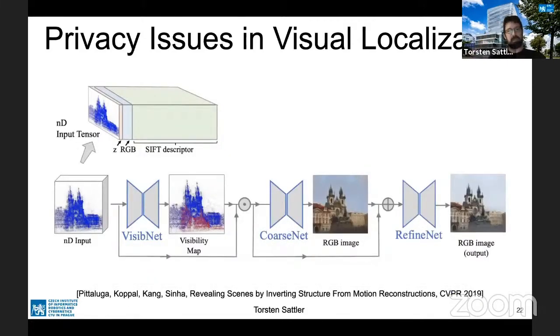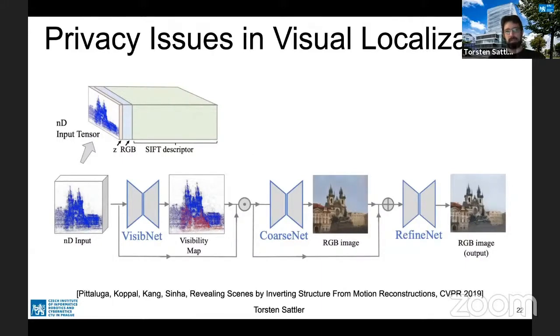And the way this works is you have the input images like a tensor, which takes the projections of 3D points as input, the depths of the 3D points, potentially color, and a SIFT or another descriptor. There's one subnetwork that figures out which of these points are actually likely to be visible and which are likely to be occluded. And then this visibility information is used to first recover a coarse outline of the image and then to recover fine details.